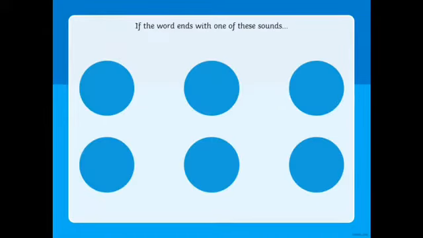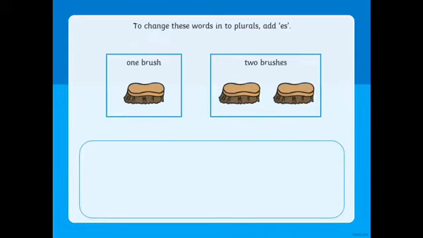If the word ends with one of these sounds though, sh, ch, s, x, z, then add es. So instead of adding just an s, with these sounds you need to add es. To change these words into plural, we need to add es. One brush, because it ends in the sh sound, needs to go two brushes. Would it make sense if it had two brush or two brushes? That's why we need the es sound on the end, so it makes sense.